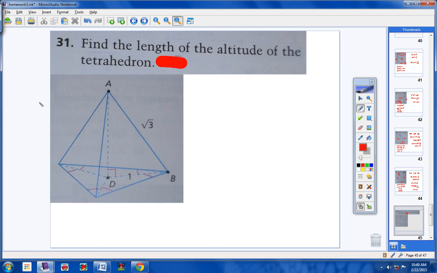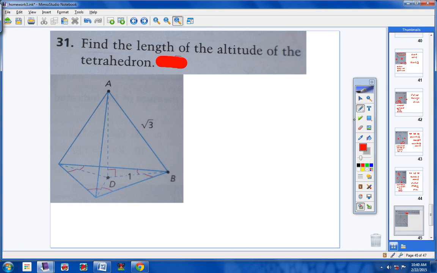Alright, moving on to 31. Find the length of the altitude of the tetrahedron, okay? Now look, notice if you look in your books, I did not give you the picture of the molecular structure of methane. Okay, there's no need for that. It's a good problem. Don't misunderstand me. But that drawing can be confusing. I'm using the drawing to the left of it, which really gets rid of all the H's and the C's and those circles and all that stuff. Just gives you a basic tetrahedron shape, okay?